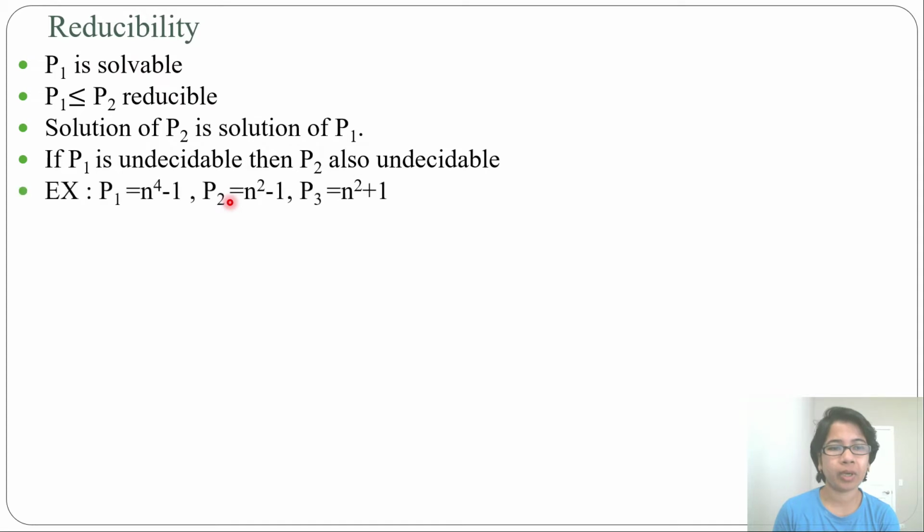from P1. Let's take an example. P1 equals n to the power 4 minus 1, P2 equals n square minus 1, P3 equals n square plus 1. These P2 and P3 are reduced from P1. So the solutions of P2 and P3 are the solution of P1. So first find for P3, then for P2, then combined, that will give P1.